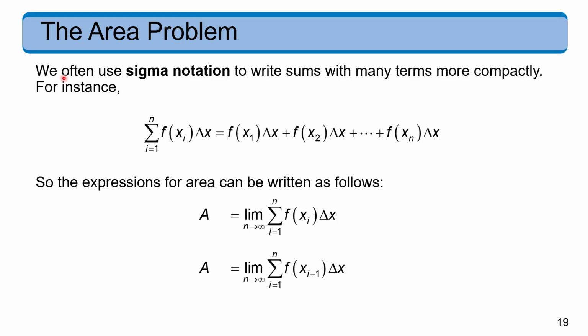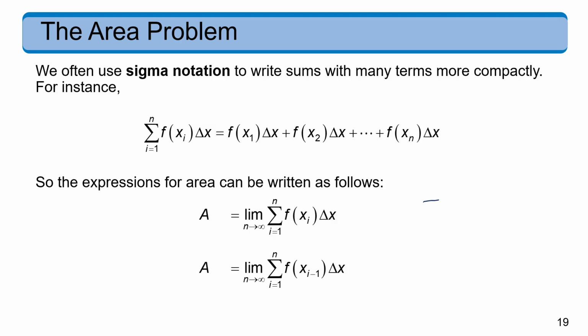So down below here, we have two different expressions for the area that we were trying to find. Notice it's the limit as n, the number of rectangles, goes to infinity, and then we've got the sigma notation. Notice this matches exactly what we have up here. This sigma notation represents the case where we used the right endpoints.